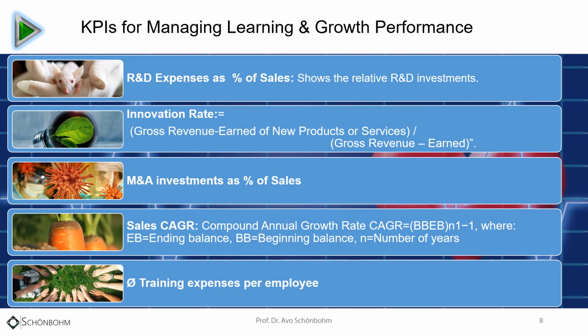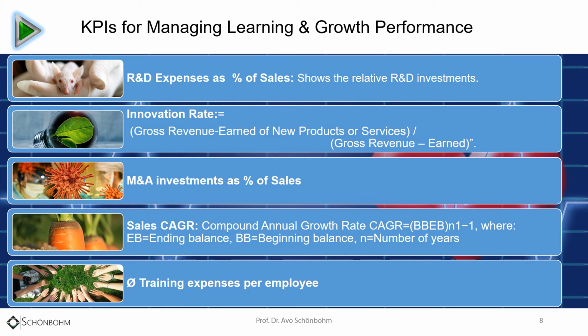Let's move on. KPIs for managing learning and growth performance. Some of you might find that familiar and a reminder of the balanced scorecard. It is. We'll talk about the balanced scorecard later on, but of course, yes, the balanced scorecard is one attempt to organize KPIs. So let's start here. Number 1, R&D expenses as percentage of sales. They show the relative R&D investments.